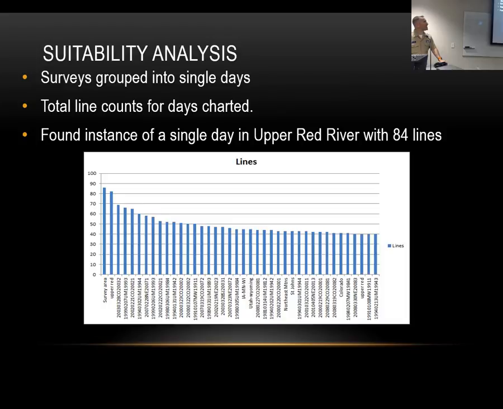So, suitability analysis. I said I grouped the surveys into single days. This shows basically how many lines were collected on the top scoring days. And you see there's one called Upper Red where we flew over 80 lines. There's actually two where we flew over 80 lines, one of them the Colorado day. So that was just an epic day. So my assumption was if we ever had a day where we oversampled, where we flew too many lines, that was probably going to be it.